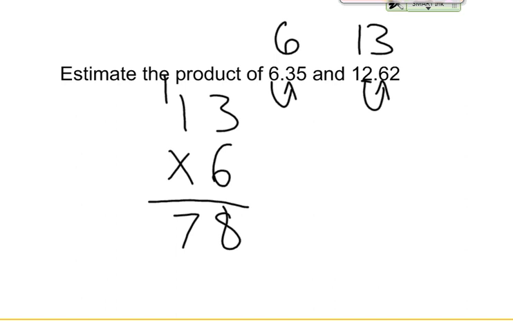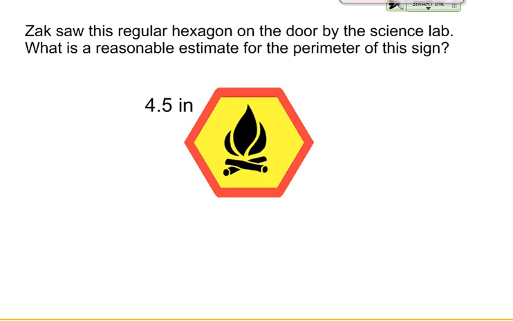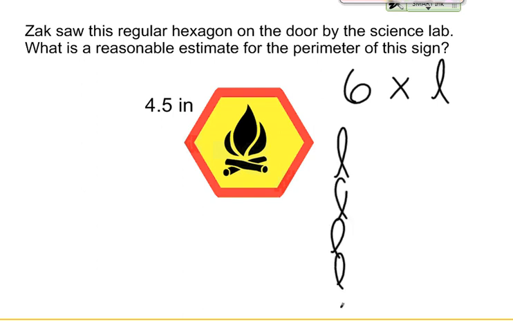How about this idea? It says Zach saw this regular hexagon on the door by the science lab. Regular means all the sides are the same. What is a reasonable estimate for the perimeter of this sign? Perimeter, regular, all the sides are the same, so that's going to be 6 times the length of one side, or you could add the length 6 times. 1, 2, 3, 4, 5, 6.